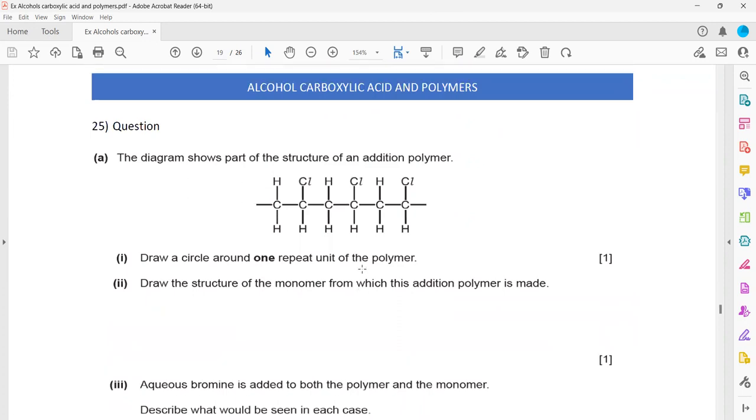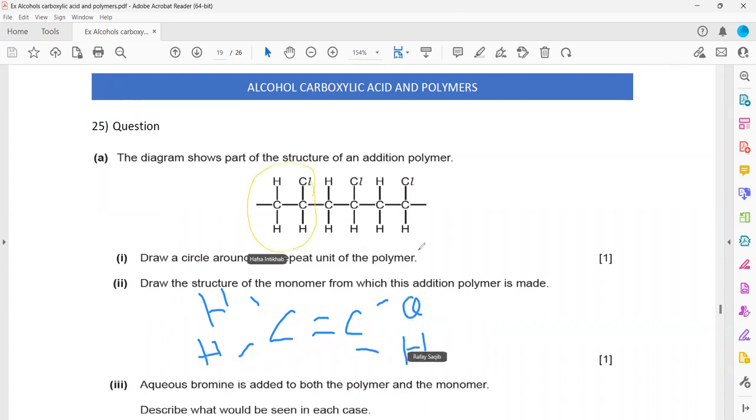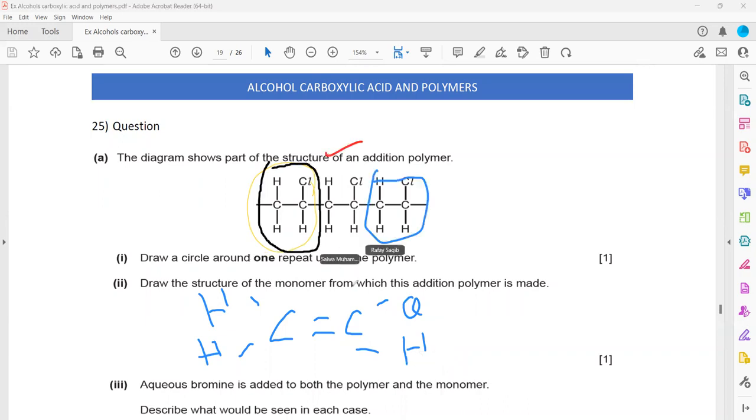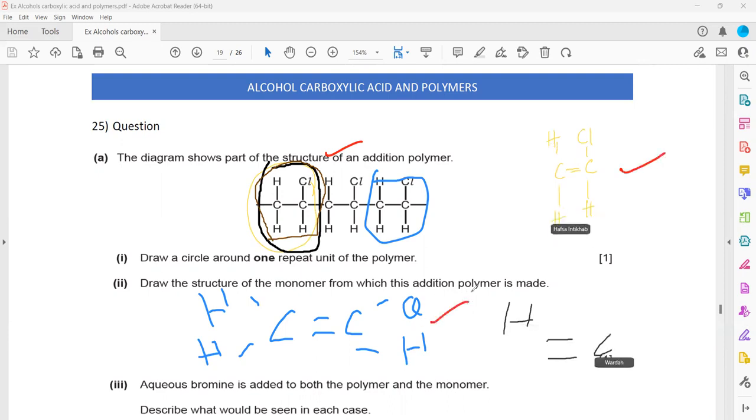Then question 25, the diagram shows a part of a structure of addition polymer. Draw a ring around one repeat unit. You can draw it anywhere, like the first one, the middle, or the last one. And then you have to draw the structure of a monomer. So the same structure you will draw, but without a double bond.